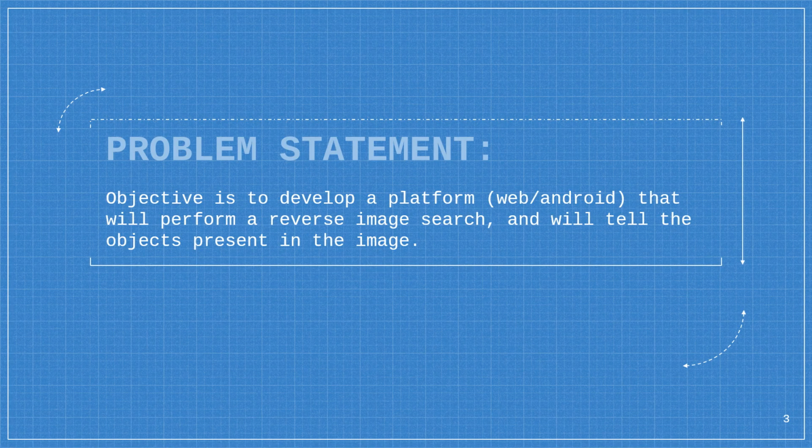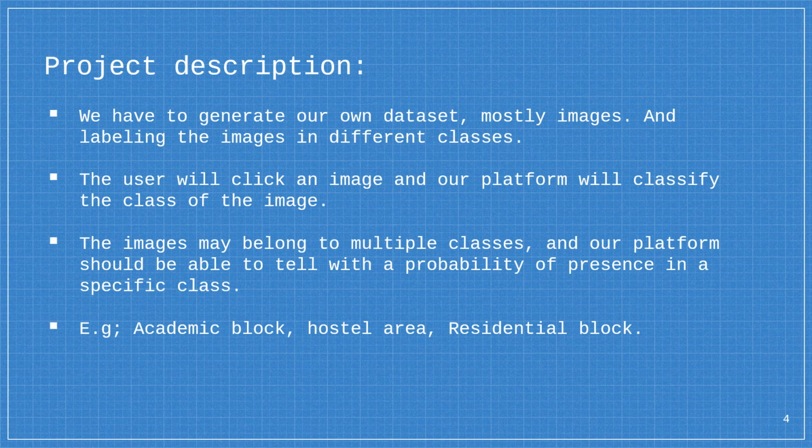So what was the problem statement of the project Know Your Habitat? The main objective is to develop a platform, web or Android, that will perform a reverse image search and will tell you the object present in the image. The brief project description is that we had to create our own data set, mostly images, and then label them into the different classes that they belonged in.